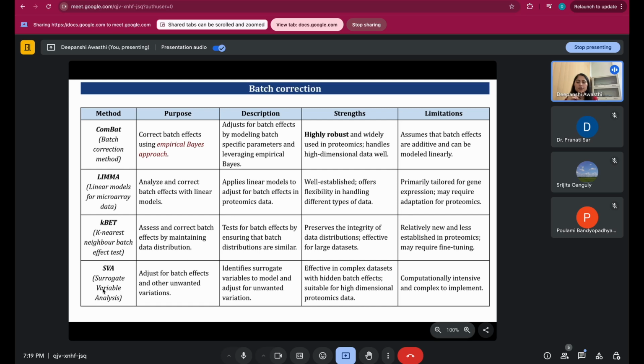Then comes SVA, which is surrogate variable analysis. It also adjusts for the batch effects and other unwanted variations. It identifies surrogate variables to model and adjust for the unwanted variations. These methods are all based on statistical techniques to identify the particular constant value introduced by the batch effect. They simply adjust that value, either subtracting it, and try to normalize your data so that it does not have the batch effect. Similarly, SVA is also the same. And one thing you should take away from this slide is that ComBat is the most robust method and it is majorly used, and it uses the empirical Bayes approach to correct the batch effects.